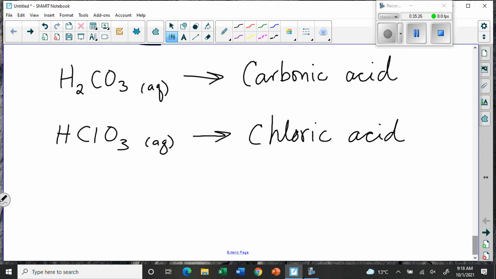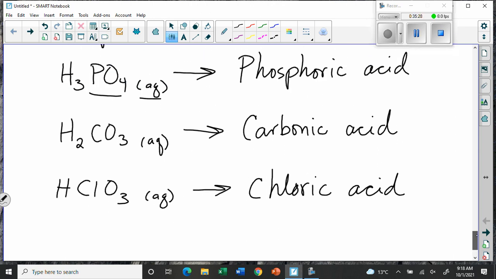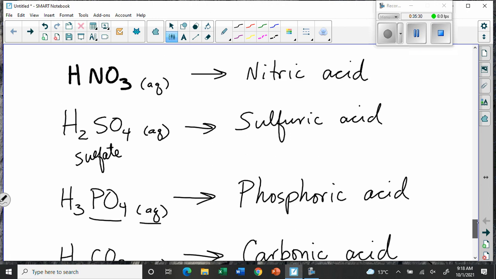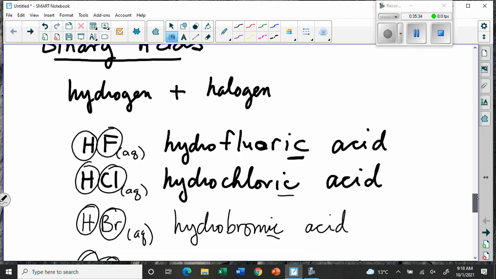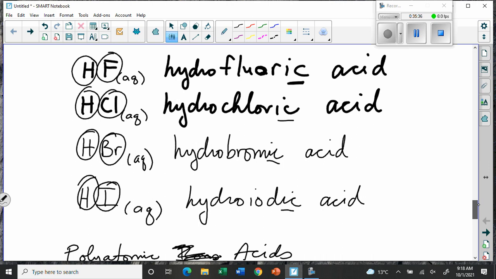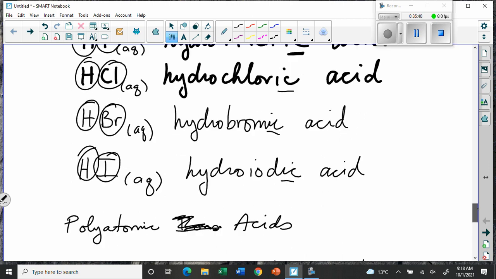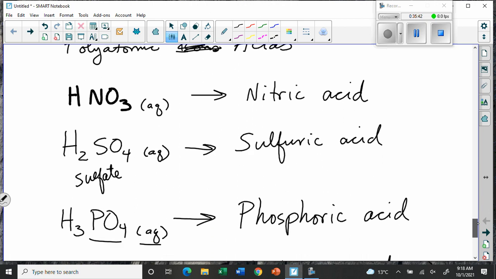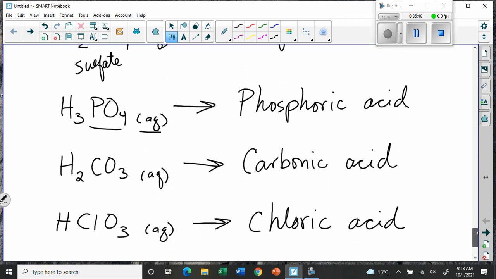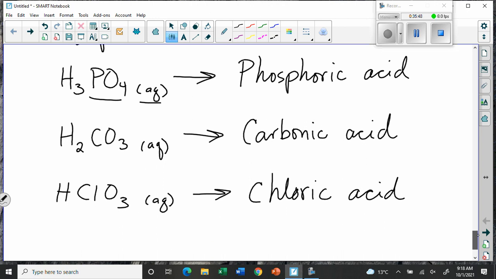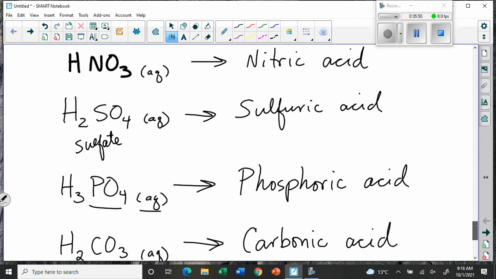Okay, so these are the acids that we have to sort of get into our memory. The ones that I've written here, the binary acids, you have to know them. So you want to study this and memorize them all. And then these polyatomic acids: nitric, sulfuric, phosphoric, carbonic, fluoric, and so on. These are the ones that I think we will be using the most often.